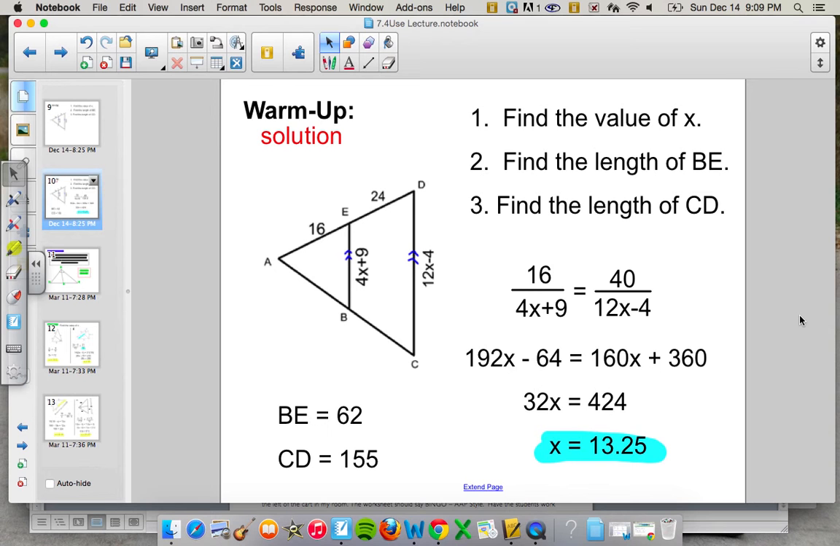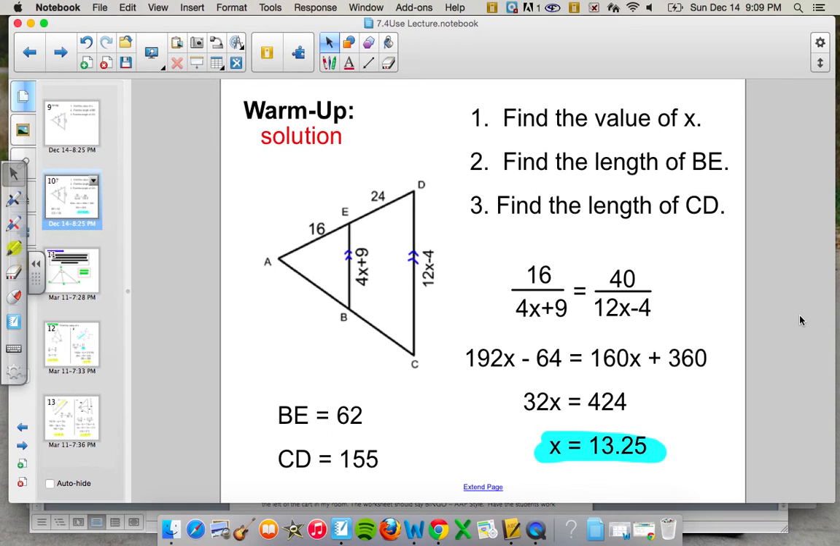Now you could have had 16 over 40 is equal to 4x plus 9 over 12x minus 4. It does not matter how you set this proportion up, just remember that the smaller triangle side lengths have to match up with the larger triangle side lengths. When you solve a proportion, you're going to cross multiply. When you cross multiply, you're going to get x is equal to 13.25.